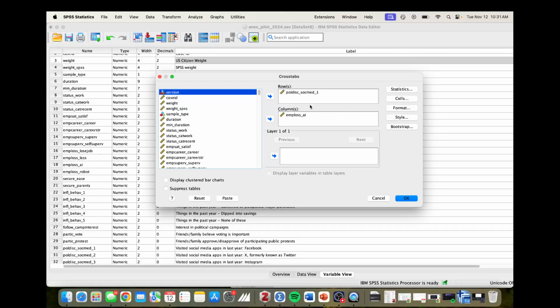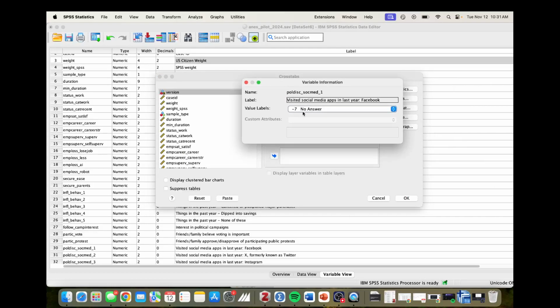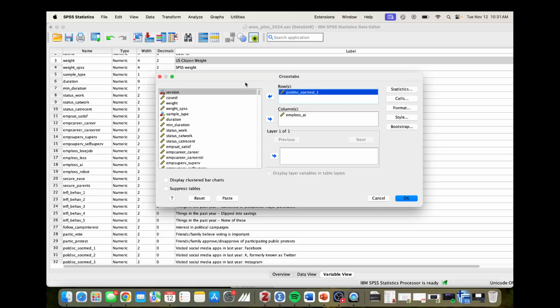So I've got a couple of different variables here. You want to choose a variable to go in your row and a variable to go in your column. I have here a variable called poll disk socialmed1, which I was using earlier, that merely asks people if they'd used Facebook over the course of the past year, with 1 and 2 being our valid codes. 1 for they had, 2 for they had not.